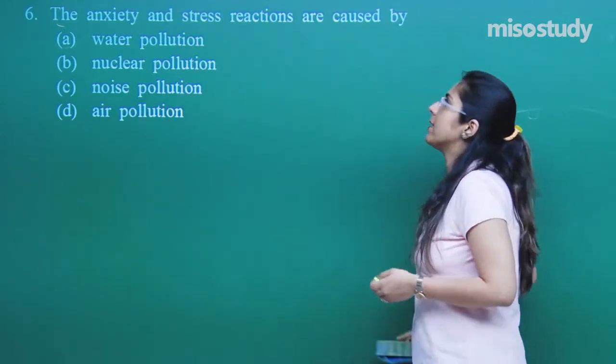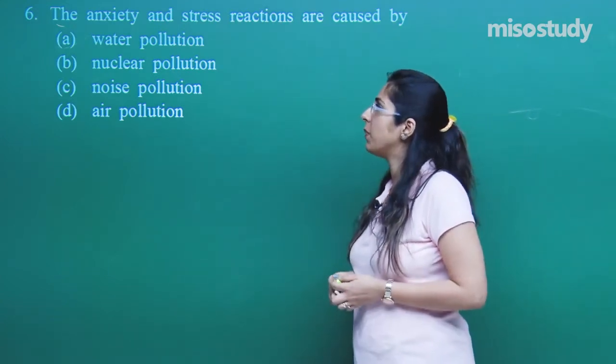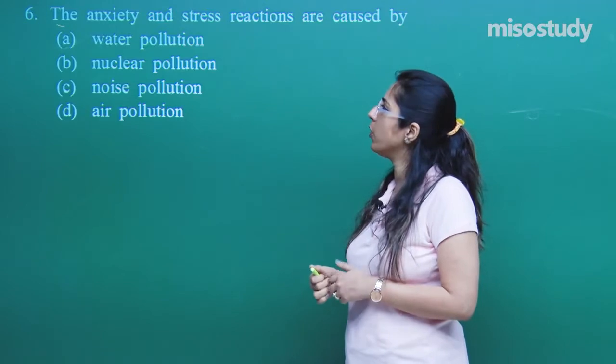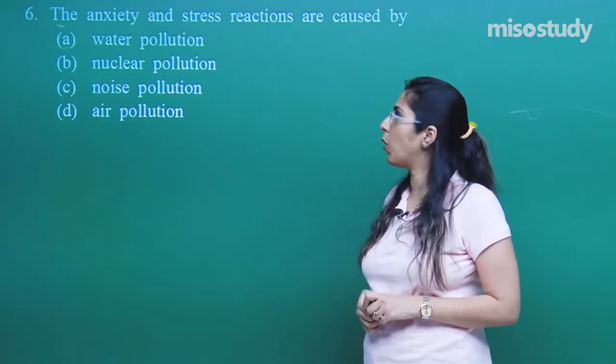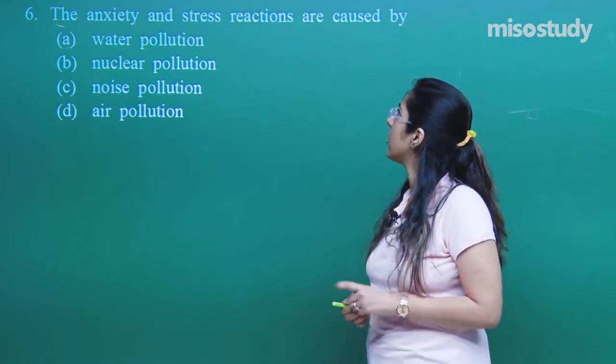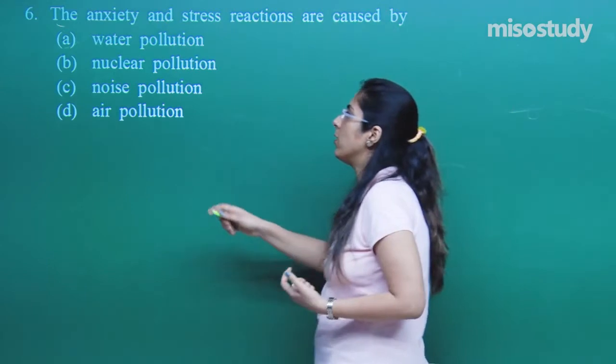The anxiety and the stress reaction are caused by. Anxiety and the stress reaction, majorly they have given certain pollutions: water, nuclear, noise and the air pollution, and we have to look for the exact option. Anxiety and the stress reactions are caused by noise pollution.